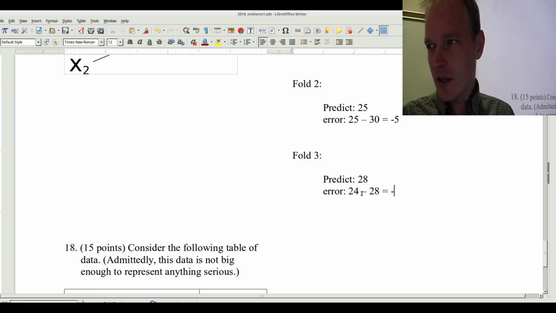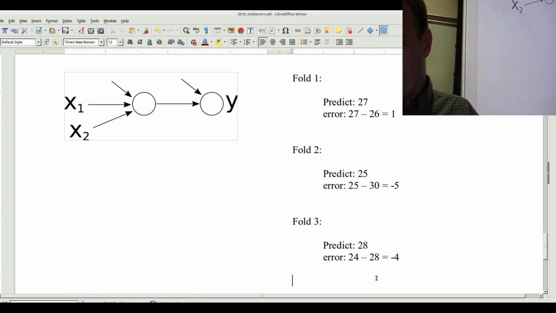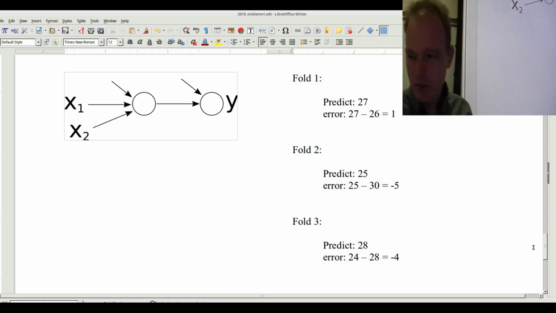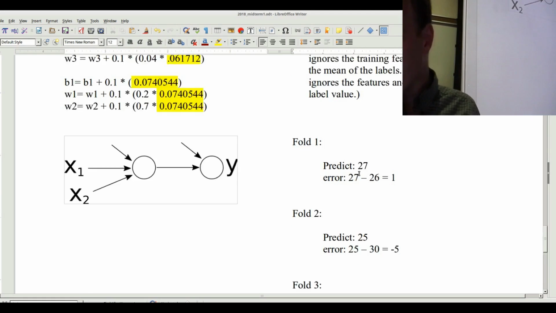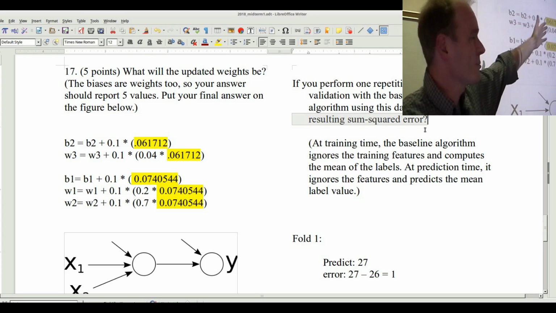24 minus 28 is negative 4. Okay? So, some of you got that far and stopped, but when answering a test question, always read the question. What will be the resulting sum squared error? Your answer was to compute that.